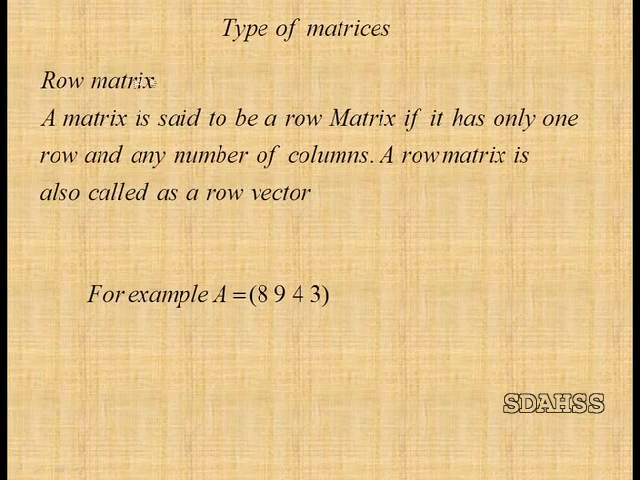Types of matrices. Row matrix. A matrix is said to be a row matrix if it has only one row and any number of columns. A row matrix is also called a row vector. See, for example, A is equal to 8, 9, 4, 3. This matrix contains only one row and any number of columns.